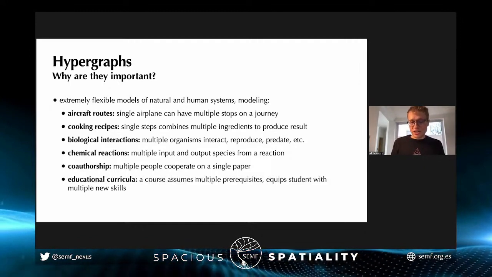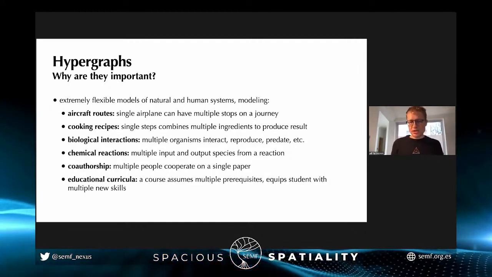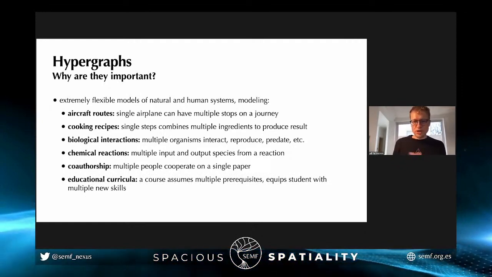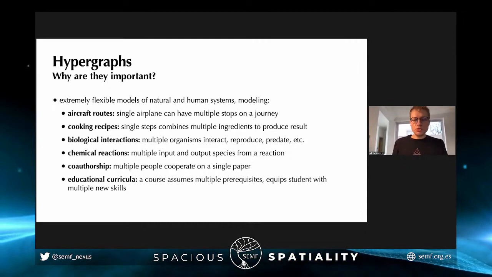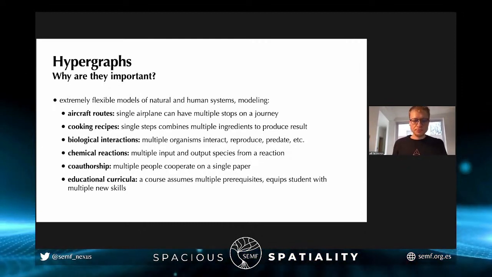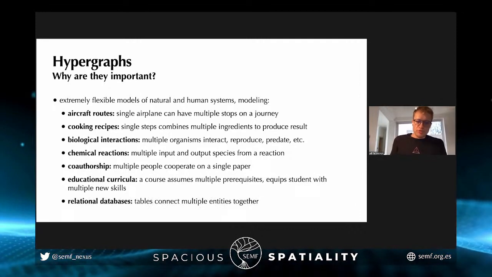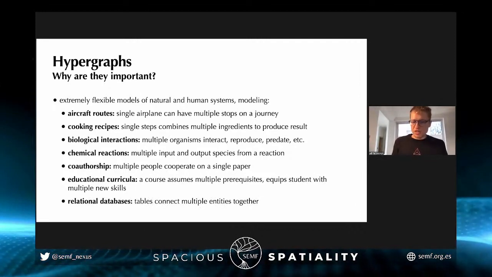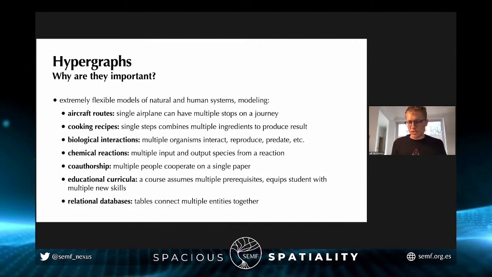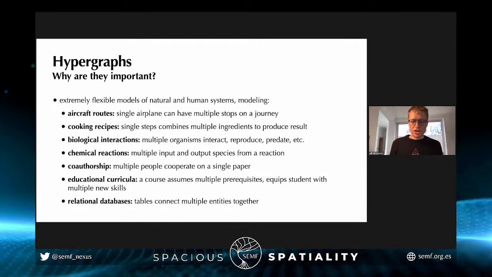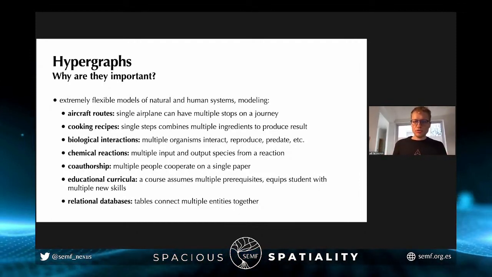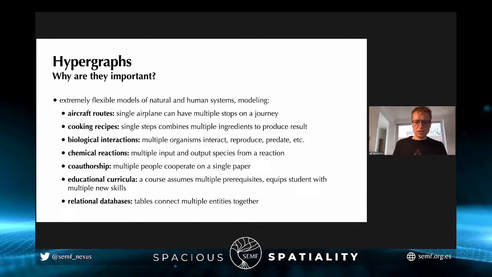Another example is educational curricula. Some course that you might take at a university, for example, might assume that you have certain prerequisites, more than one typically. And once you've done the course, you're equipped with several new skills, not necessarily just one new skill. And then from computer science, you have relational databases. You can have tables that connect multiple entities together, for example, people, departments, contracts, and so on. And they're all interlinked in potentially quite complex ways that involve more than just two entities at a time.